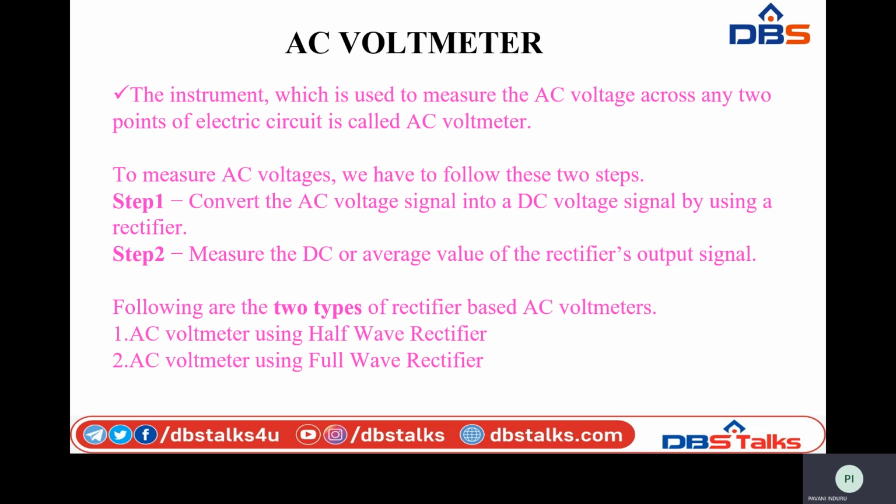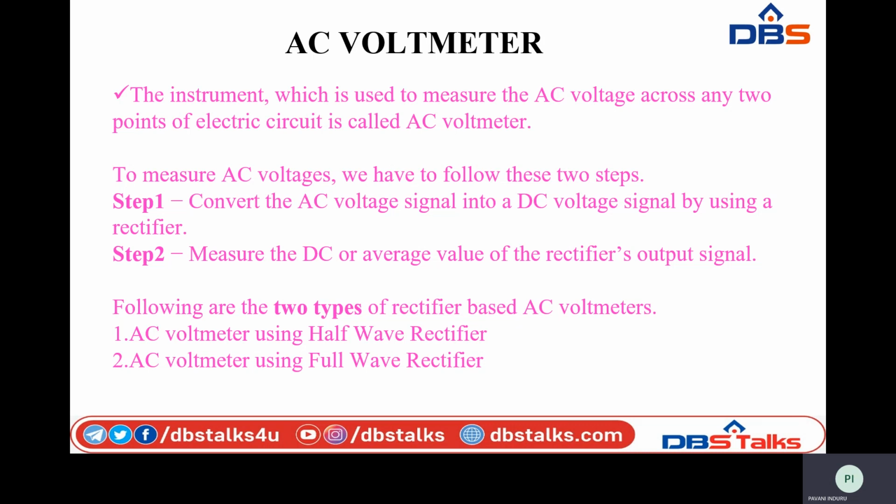Okay, so we have different types available based on which kind of rectifier is being used. We have the AC voltmeter using a half wave rectifier, and the AC voltmeter using a full wave rectifier. Here, in the half wave rectifier, we are going to use only a single diode, and it uses only half cycle of the complete waveform.